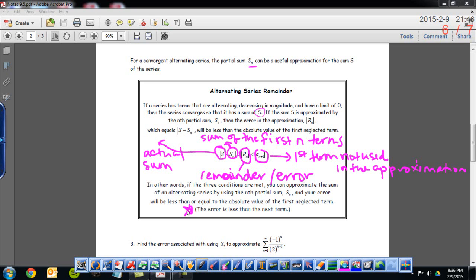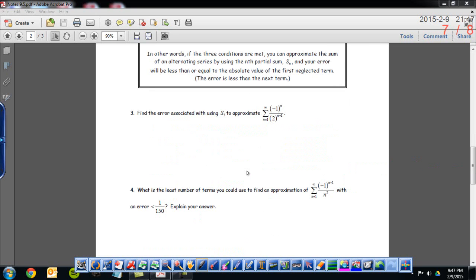And this looks really, really complicated, but I promise that it's not. It's super, super easy. All right, so let me show you. All right, so number 3, find the error associated with using S sub 5 to approximate the sum from n equals 1 to infinity of negative 1 to the n over 2 to the n plus 1.